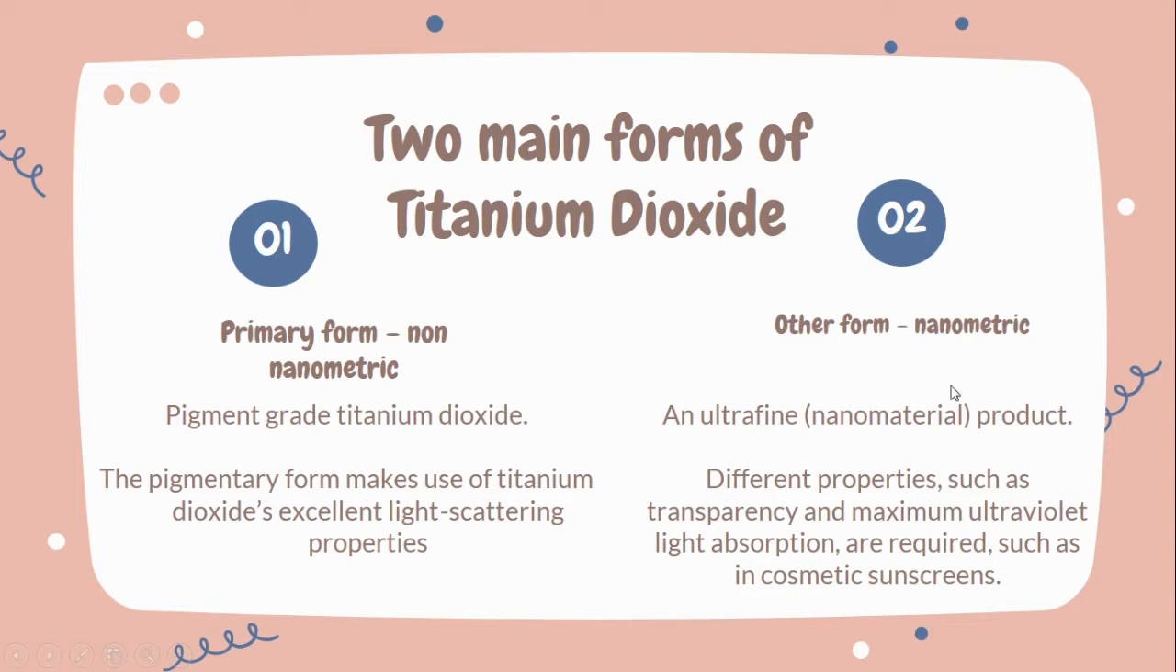The second one is nanometric. Nanometric is smaller in size compared to non-nanometric. It is defined as an ultra-fine nanomaterial product. It has different properties compared to pigment-grade titanium dioxide, such as transparency and maximum ultraviolet light absorption, which are required in cosmetic sunscreen.